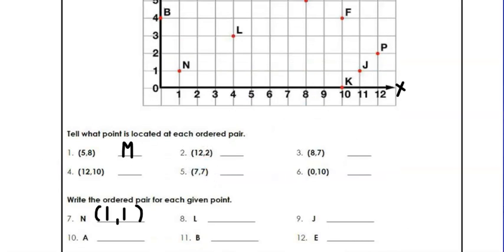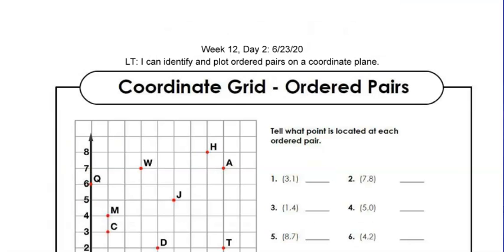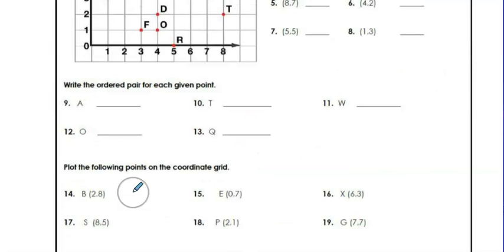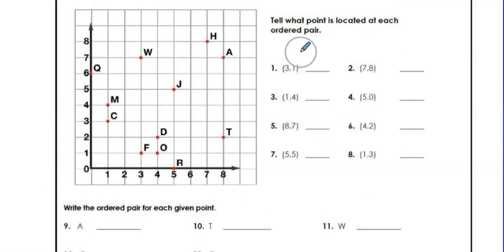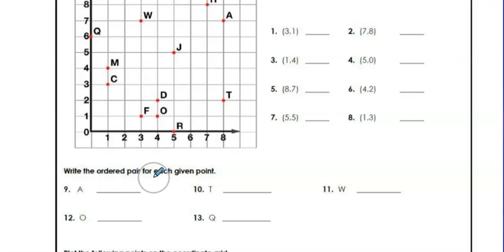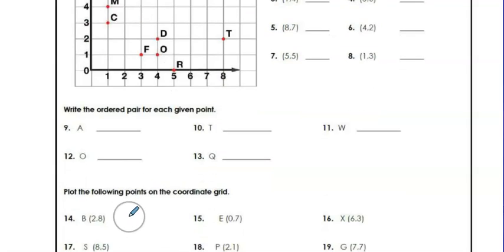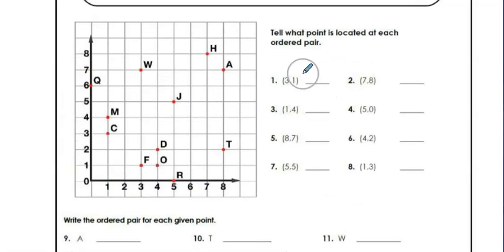So for Tuesday's assignment, you're going to be doing pretty much the exact same thing. You're going to be telling what letter is located at each of these ordered pairs, writing the ordered pair for the letter, and then plotting points. So we can look at number 1, which is 3, 1. So remember, you're going to go over along the x-axis. So this is the x, this is the y. So we're going to go over to 3 and then up 1. So the number across should be 1, the number below should be 3, and the point that is there is F.